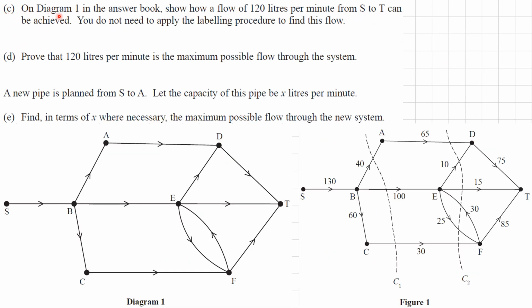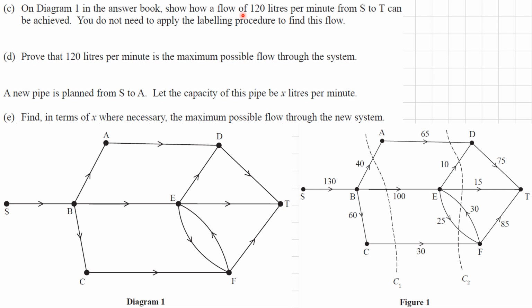Part C, on diagram 1 in the answer book, well, I've got that diagram down here. Show how a flow of 120 litres per minute from S to T can be achieved. You do not need to apply the labelling procedure to find this flow. So it's basically just looking at our capacitated network here and using that to help us find this flow.